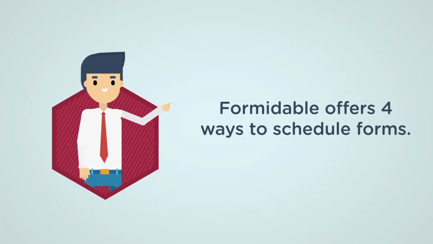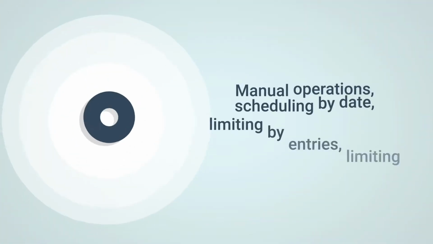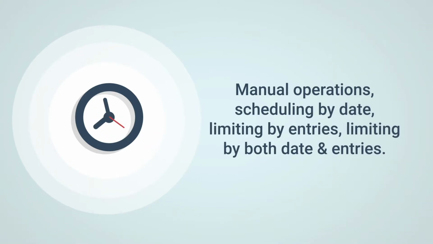Formidable offers four ways to schedule forms. You can manually close a form, schedule by date, limit by the number of entries, or limit by both date and number of entries at the same time.